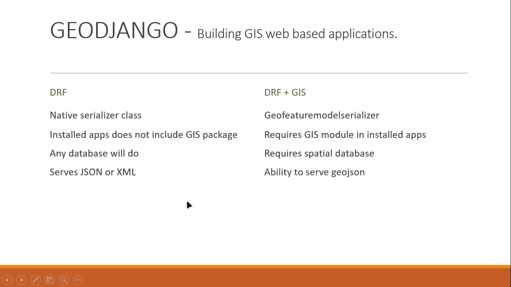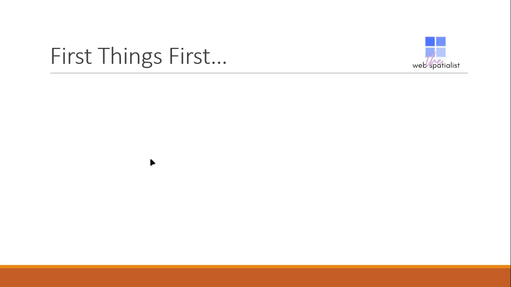And with DRF, we normally serve JSON data, or XML, of course, if you want, but usually we are used to only serving JSON data. But when it comes to DRF and GIS, we will also have the ability to serve GeoJSON. Yeah, so those are the few ones that I came up with off the top of my head.